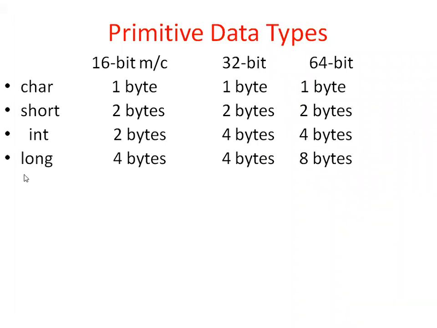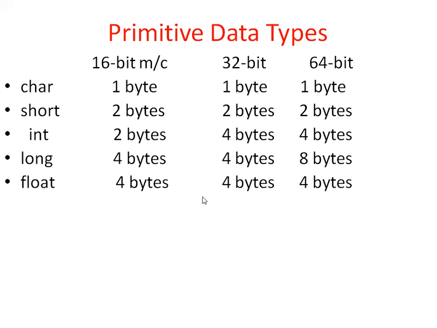Long also, just see here. On 16-bit and 32-bit machines it occupies 4 bytes, but on a 64-bit machine it is 8 bytes. You can see the difference between int and long on 64-bit machines. On a 32-bit machine, both int and long are 4 bytes only. But on a 16-bit machine, again you can see the difference: int is 2 bytes, long means 4 bytes.